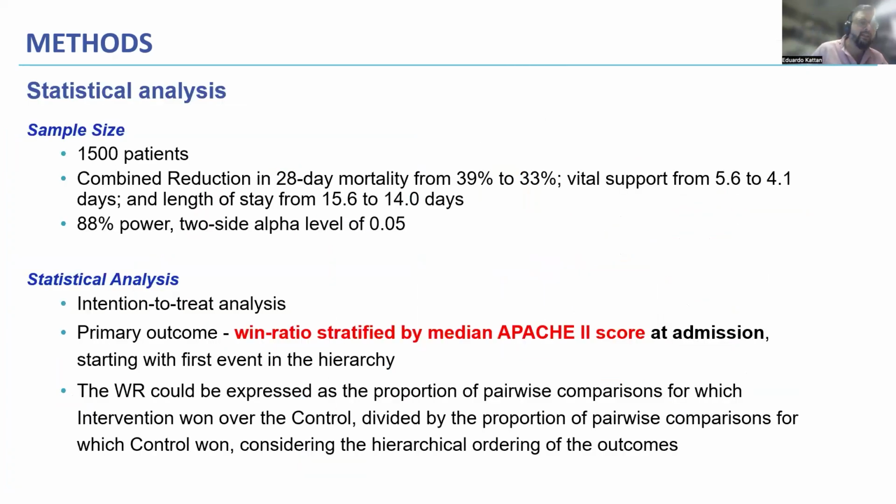On the statistical aspect, we had a target sample size of 1,500 patients. And with that, we had a power calculation that provided us 88% power and with an alpha level of 0.05. And as I mentioned, we used the primary outcome analysis as a win ratio, and it can be expressed as the proportion of comparisons between intervention and controls in which intervention won over control.